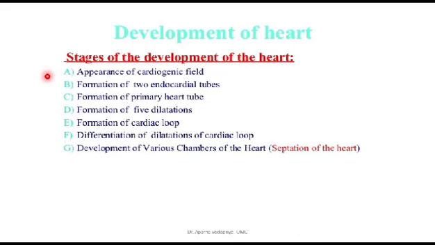We are going to see the development of the heart in the following parts, where we'll first see how the cardiogenic field is formed, where the heart tubes are developed and how they fuse to form a single primary heart tube, and how the dilatations have formed in the primary heart tube and how the other dilated portions are connected to one another, and how the cardiac loop is formed and why it is formed, and the differentiation of dilatations of the cardiac loop and how they are placed in relation to others, and the development of various chambers of the heart and how they are separated to form a four-chambered heart, that is the septation of the heart.